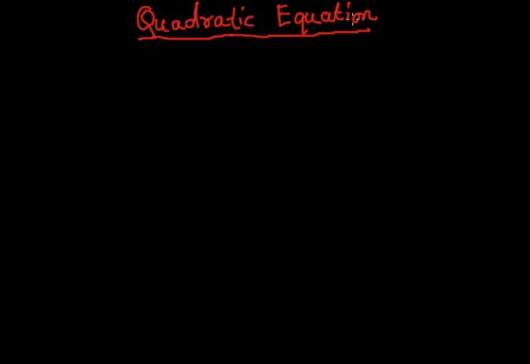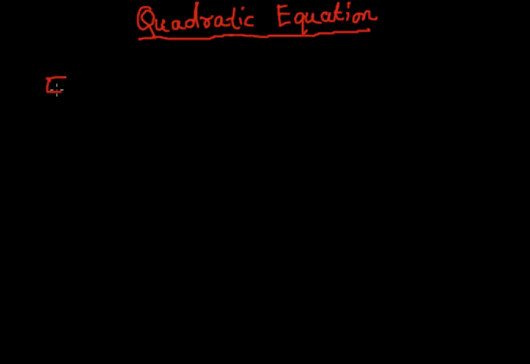Quadratic equation, it is the term which contains a quadratic and an equation. Because this term is made up of two terms, quadratic and equation, we should know the meaning of both the words. That means the quadratic and the equation. Before coming to the equation, we should know what is an equality.